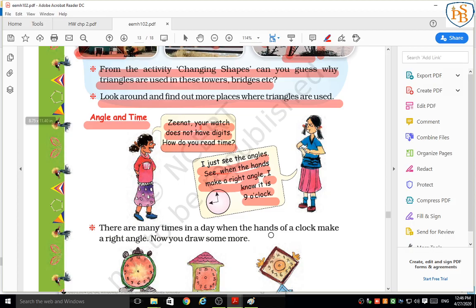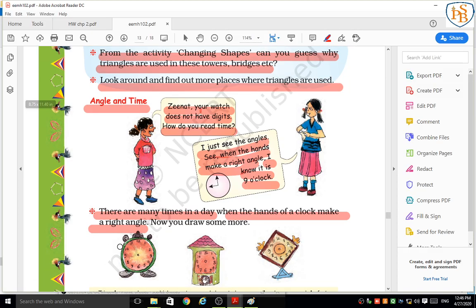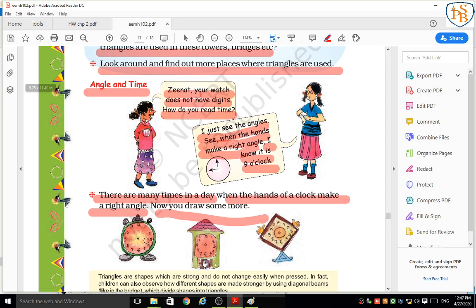So, there is one question for you. There are many times in a day when the hands of a clock make a right angle. Okay, students? There are many times in a day, not only 9 o'clock. There are many times in a day when the hands of a clock make a right angle. Now, you have to draw some more. Suppose take one picture. Okay, students? Now tell me, students, at what times do the hands of a clock show a right angle? Just think and tell me.